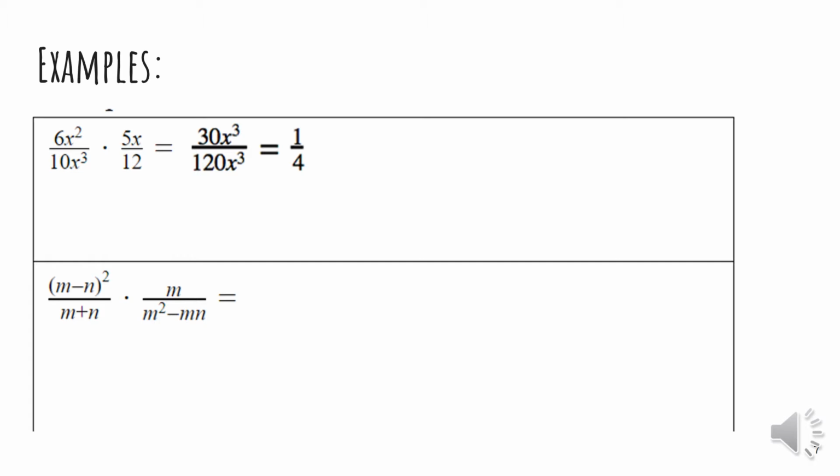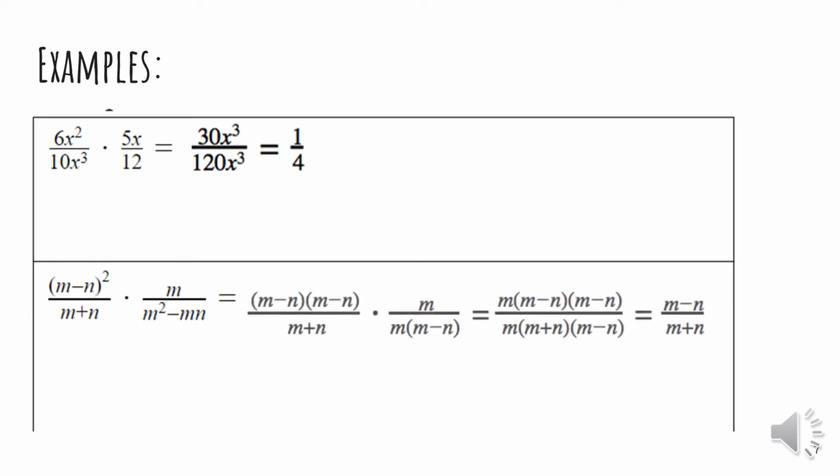In the bottom example, we are again multiplying, so I'm going to go ahead and expand m minus 9 squared to be m minus 9 times m minus 9. And I'm going to go ahead and take out the GCF of the right fraction in the denominator because both those terms have a factor of m. So I can rewrite it as such, and therefore when I combine my terms in the numerator and the denominator, I notice that both the numerator and denominator contain an m minus n, and they both contain an m. So I can cancel both, leaving me with my answer of m minus n over m plus n.